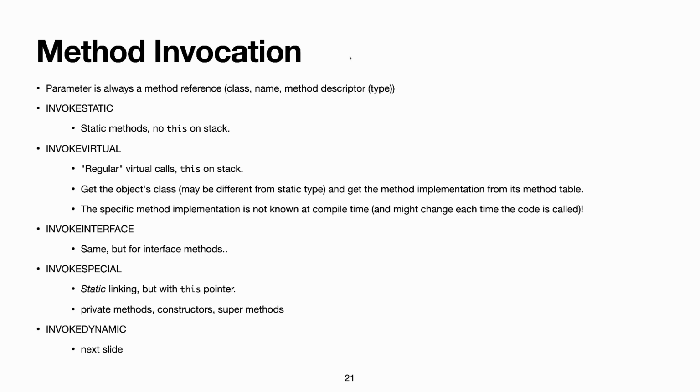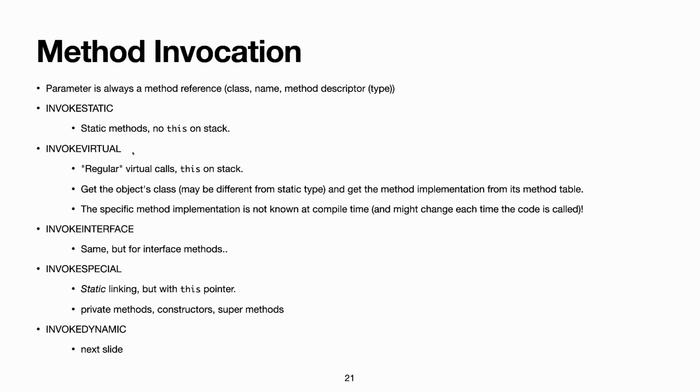The first of which is invoke static. It is used to invoke static methods, and because these are static, there is no need for an object of that class to be on the stack. For invoke static, you always know exactly which code you're going to call, because you give it the exact class where that's defined. Next up, there's invoke virtual, and that's used for your regular virtual calls, which use dynamic dispatch.